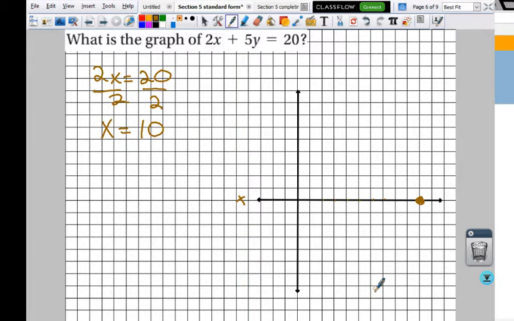Everybody with me so far? I found what x equals and I went to where that is on my x-axis. Wait, so is this like Rise Over Run or something like that? No. Because it's just 2 dots. We are just doing 2 dots and we're connecting them. We're doing our intercepts. So there's no slope. It's just 2 dots and we connect them and that's it.